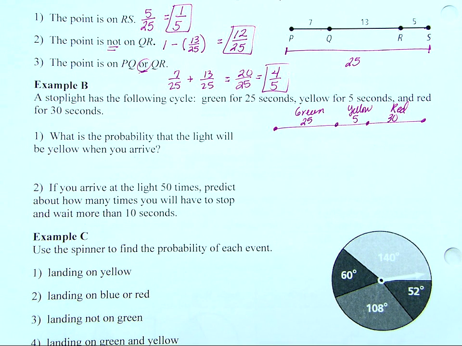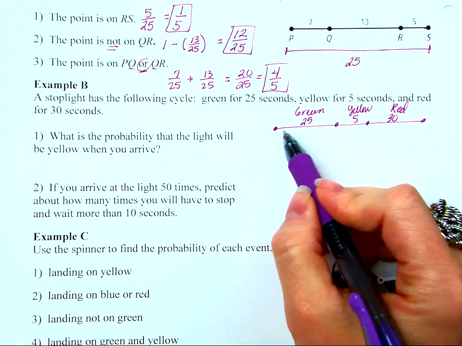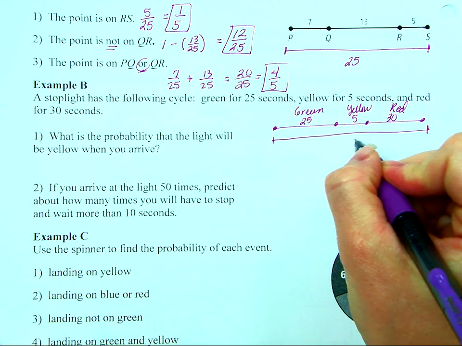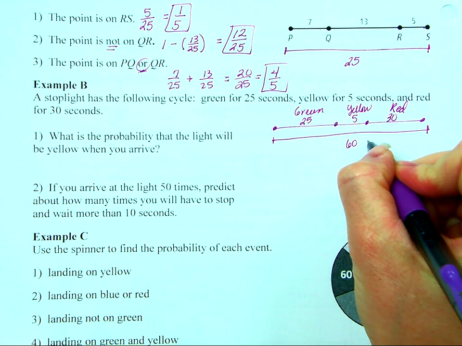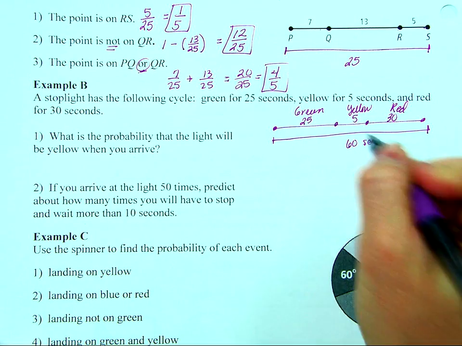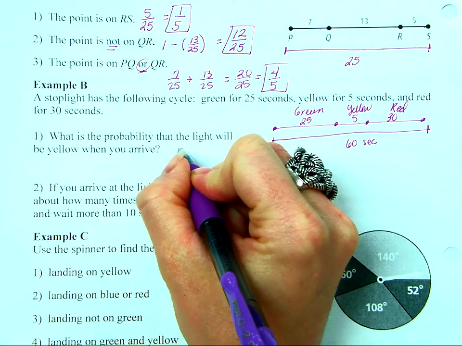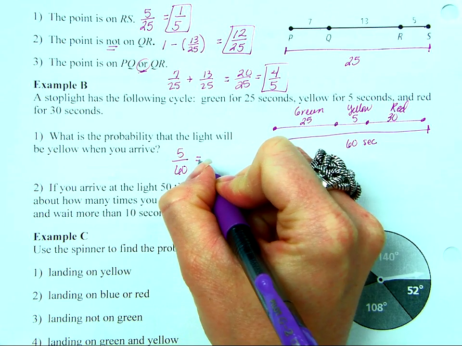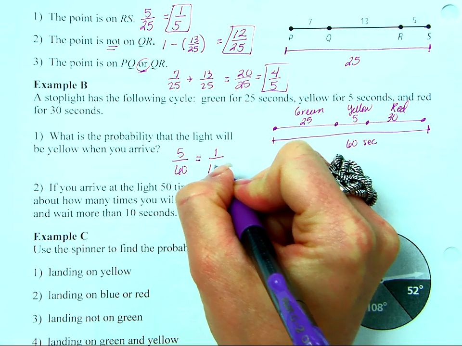What is the probability that the light will be yellow when you arrive? Well, we also need to know the total light cycle here. How long does this light run? Well, this runs for 60 seconds. Yellow, well, we can see that would be just a simple probability of 5 out of 60, but we are going to reduce, and so we're going to take 1 out of 12.